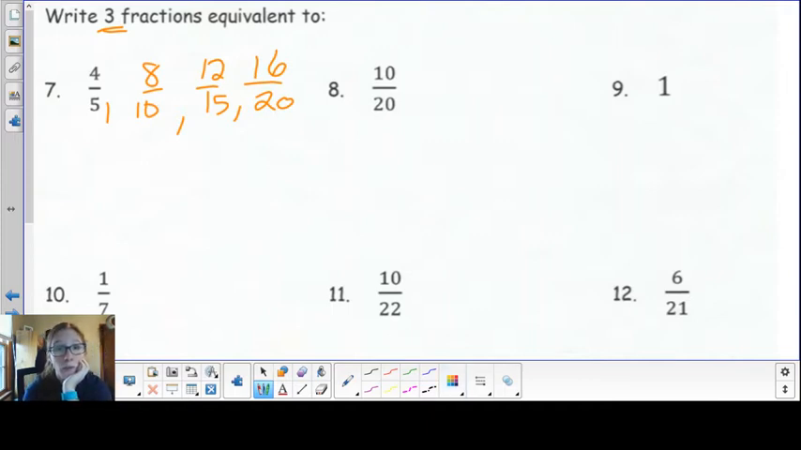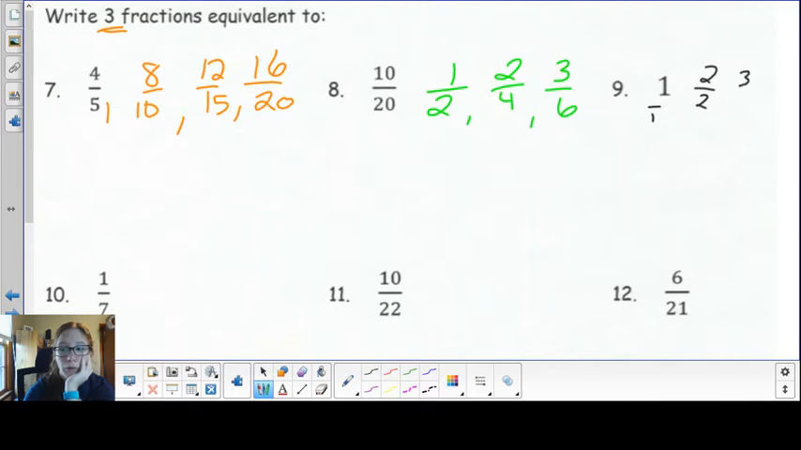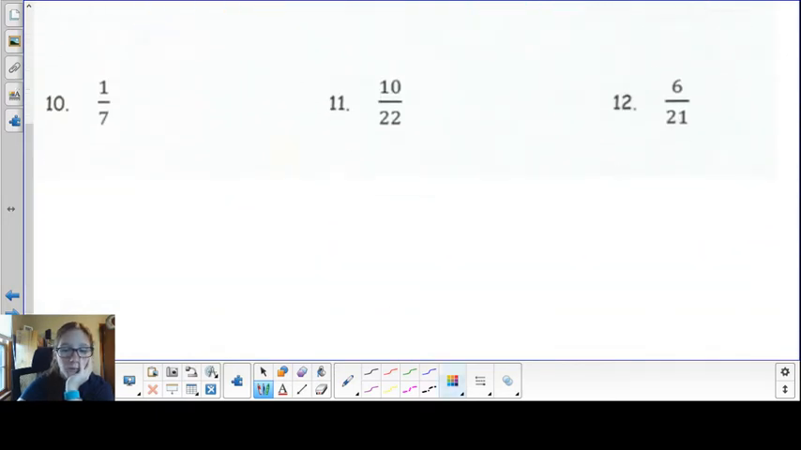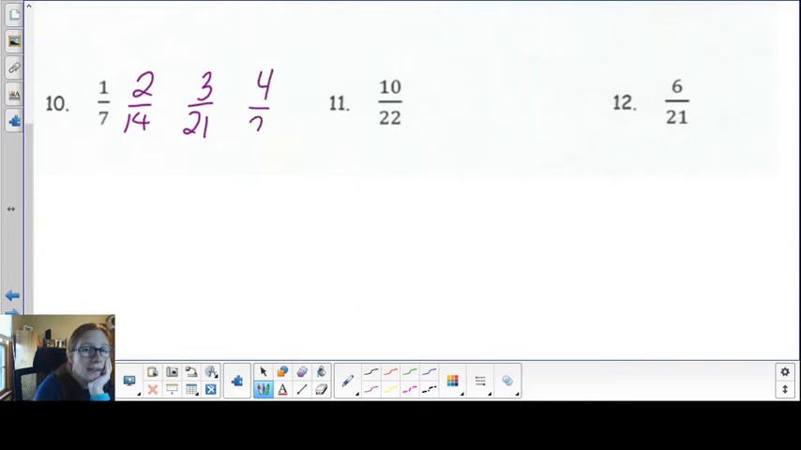Ten over 20 can reduce down. I can get a half. And if I take it times 2, I'd get 2 over 4. And then times 3 would be 3 over 6. Now 1 is the same thing as 1 over 1. So that's 2 over 2, 3 over 3, 10 over 10, 20 over 20, 100 over 100, so on and so forth. Just need 3 of them. Times 2 gives me 2 over 14, times 3 is 3 over 21, times 4 is 4 over 28.